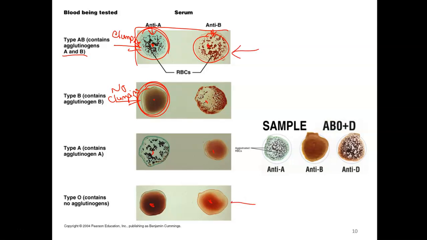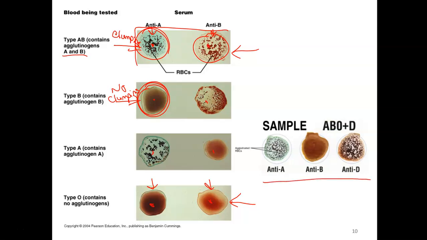Now O down here, remember there are no antigens on the blood cells. So even though we're putting A antibodies and B antibodies, there's going to be no reaction. So there's no clumping. So we know that that person is type O.